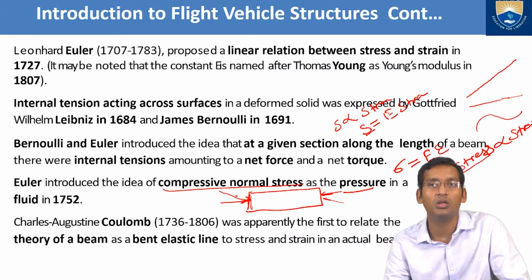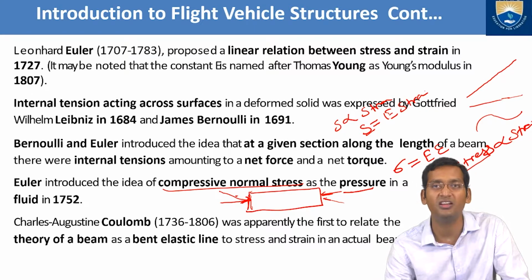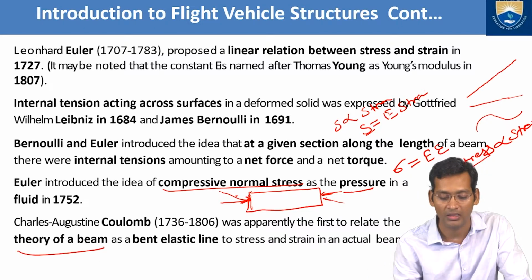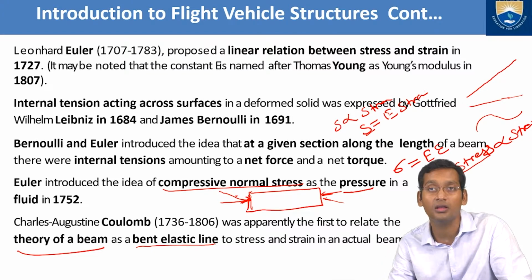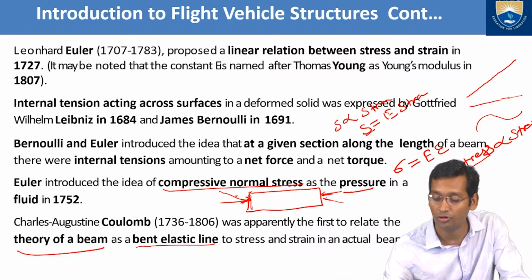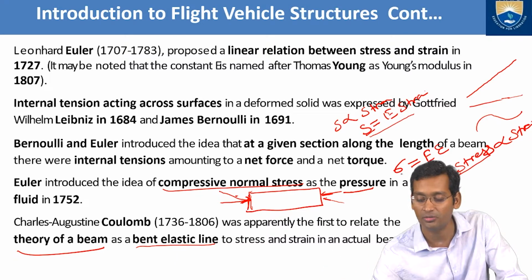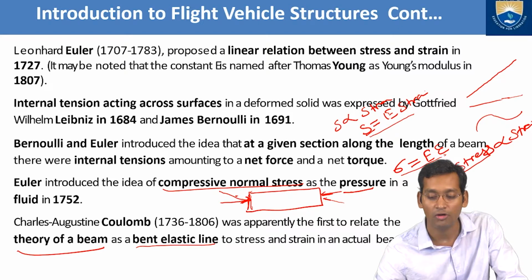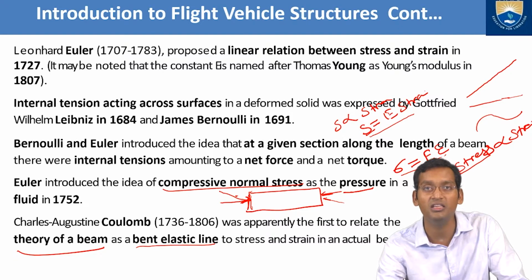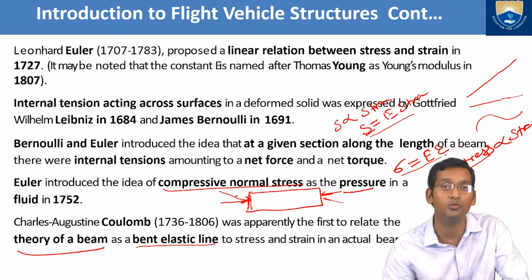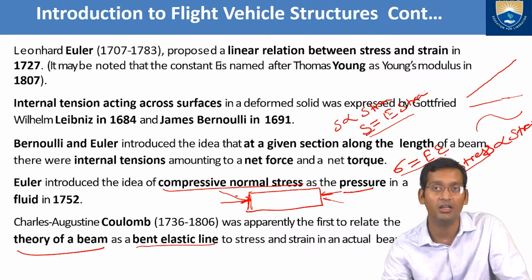Then later Coulomb apparently showed the relation of how beams behave, that is the theory of a beam as a bent elastic line. Now the thing, bent elastic line. So when we apply the force, it's just sigma equals E into strain, what we just had seen. And according to Euler, they said it's linear. Now later they found no, it's not linear. Up to a certain limit only it will be linear.